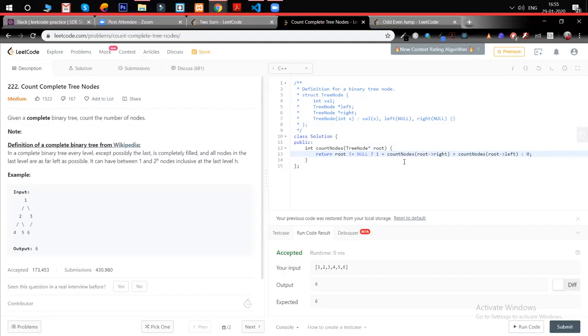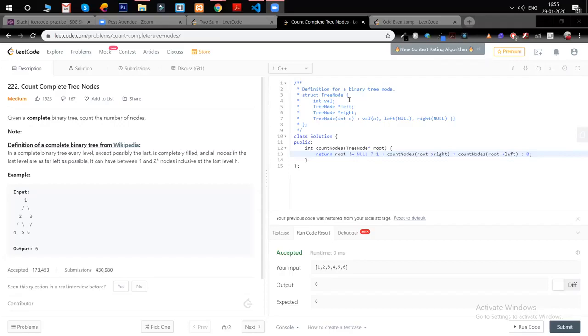Is that clear? In the same input, if you put a null in between 5 and 6, like 1, 2, 3, 4, 5, and then null and 6, you have to get 5 nodes, because that is the proper example of a complete binary tree. The problem now is the tree itself. The question itself says it's a complete binary tree, so we will not have that null scenario. The first statement is that it's a complete binary tree. Given a complete binary tree, count the number of nodes.